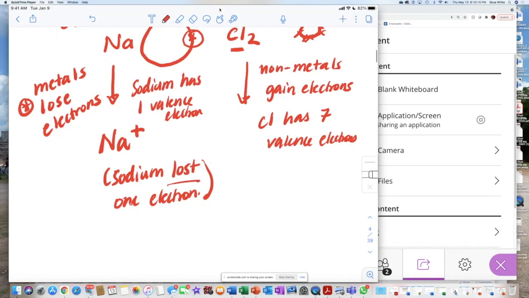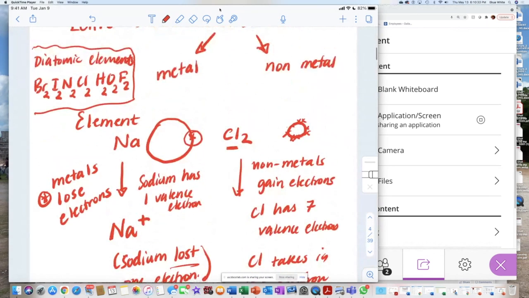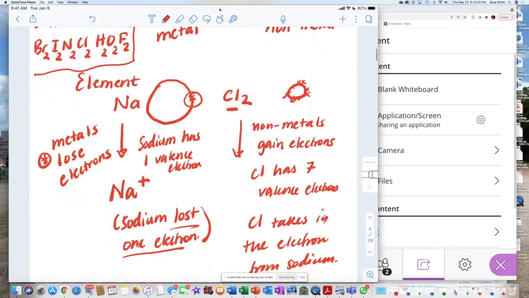So when sodium loses the 1 electron, guess who takes it? Chlorine takes the electron from sodium. So what happens here is the chlorine takes the electron. The question is, why is the electron drawn to chlorine? It has to do with the size of chlorine.